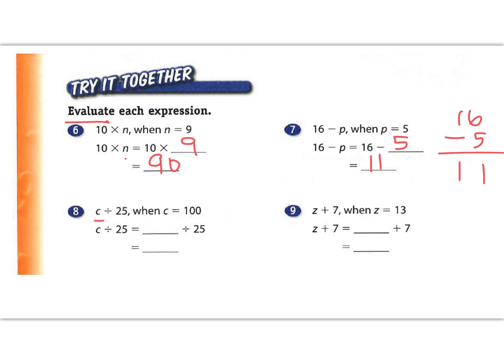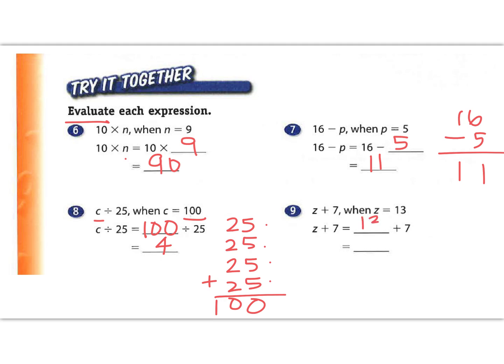Number 8, c divided by 25. When c equals 100, c divided by 25 equals 100 divided by 25. Well, you could count by 25s. And remember, each quarter is 25 cents. So we know that 4 quarters are in $1. So 100 divided by 25 is 4. Number 9, z plus 7 when z equals 13. Z plus 7 equals 13 plus 7. 13 plus 7 is 20.